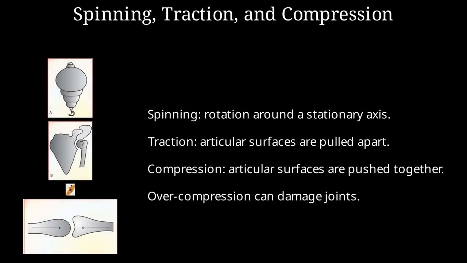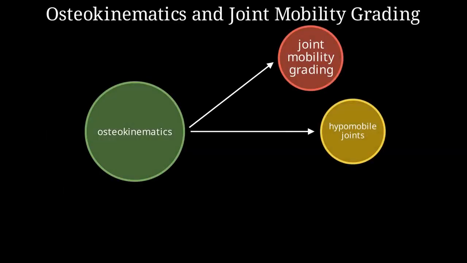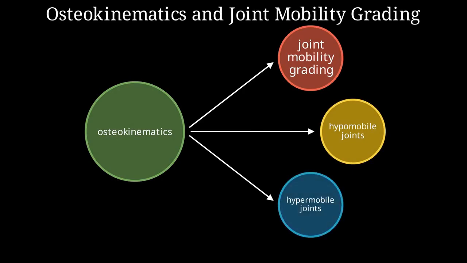Spinning involves rotation of a moving surface on a stationary axis, resulting in rotatory movement. Traction is the pulling apart of articular surfaces, increasing joint space and reducing friction. Compression is the pushing together of articular surfaces, common in weight-bearing joints, but overcompression can lead to joint deterioration. Osteokinematics refers to visible bone movements such as flexion, extension, abduction, and rotation.